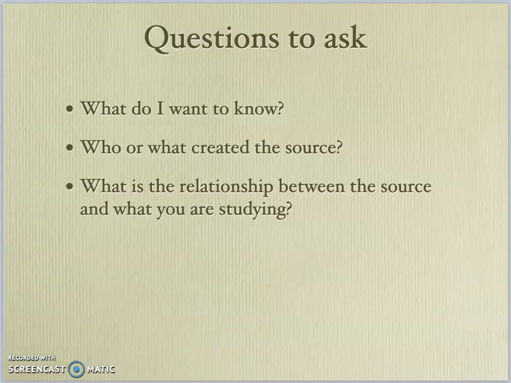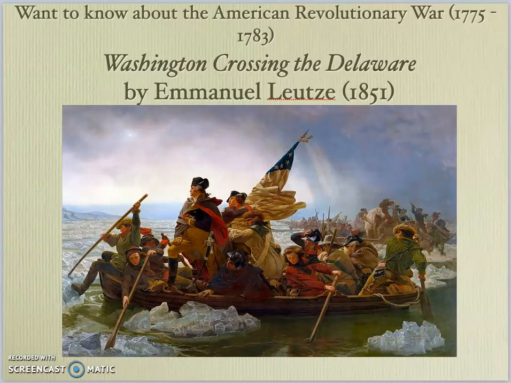So what we're going to do now is go ahead and look at some examples and then determine, based on these questions, whether or not it is a primary or secondary source. Okay, so the first example that we are going to look at is this painting by Emanuel Leutze that he did in 1851 called Washington Crossing the Delaware. And this is a pretty famous painting.